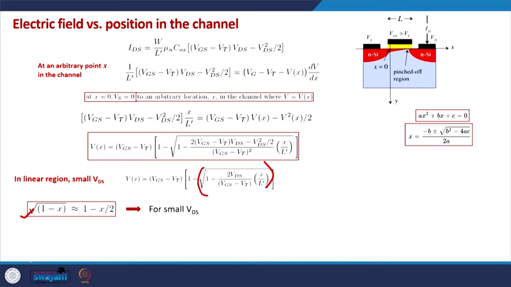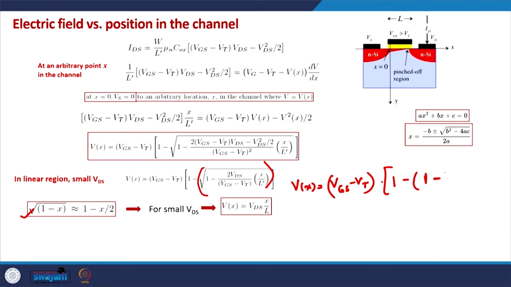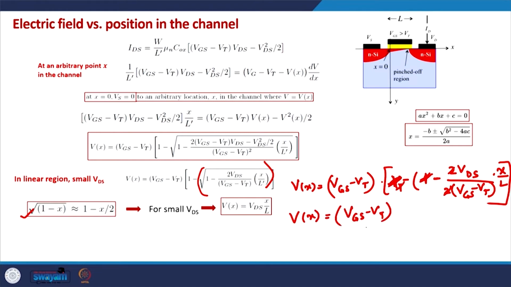this square root can now be taken away, and what is left inside is Vx is (Vgs minus Vt) into 1 minus 2 Vds divided by 2 (Vgs minus Vt) times x by L. Okay, so 2 and 2 go away, and this 1 and 1 will go away, and what is left is Vx is (Vgs minus Vt) times, minus minus becomes plus, Vds by L into x by (Vgs minus Vt).